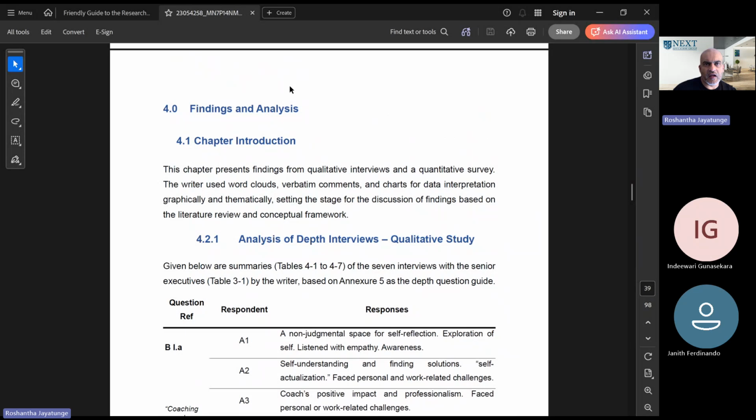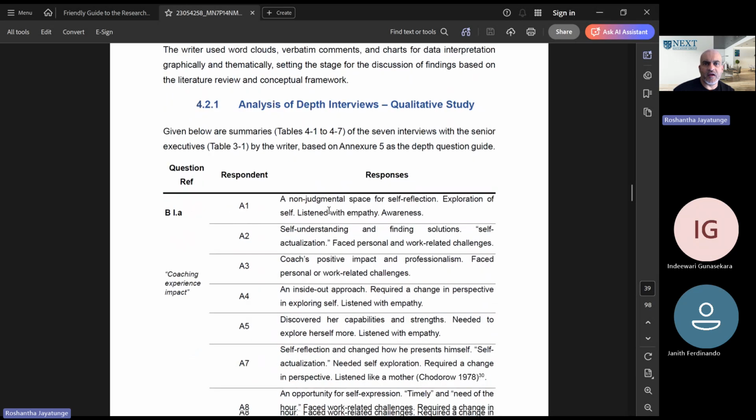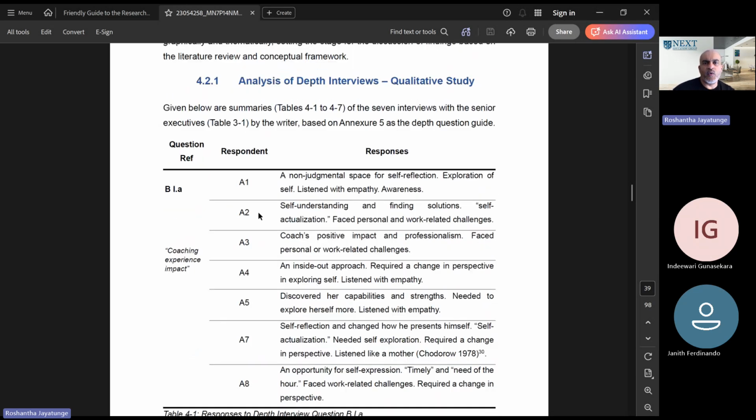Now here, you can see my screen? Okay, so now my chapter introduction is just this number of words. And then I'm going into the analysis of the qualitative. This is what I'm saying, how you summarize the findings. I'm saying that all these summaries are what I have done with the people I've interviewed. I have already mentioned them in my methodology chapter, table 3.1. And it's based on my question guide, which I have given in Annexure 5.